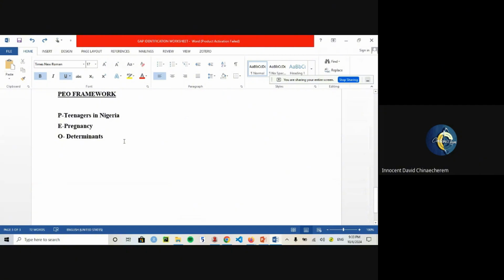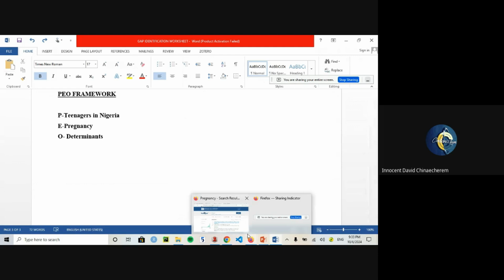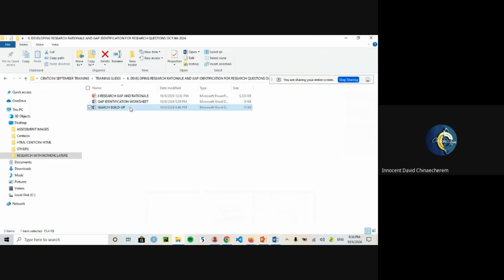So I'm going to say teenagers in Nigeria is what I've got in mind. I've got pregnancy, or maybe adolescent pregnancy, right? So I've got determinants, right? Good. Now this is where I've built my search to save us more time.